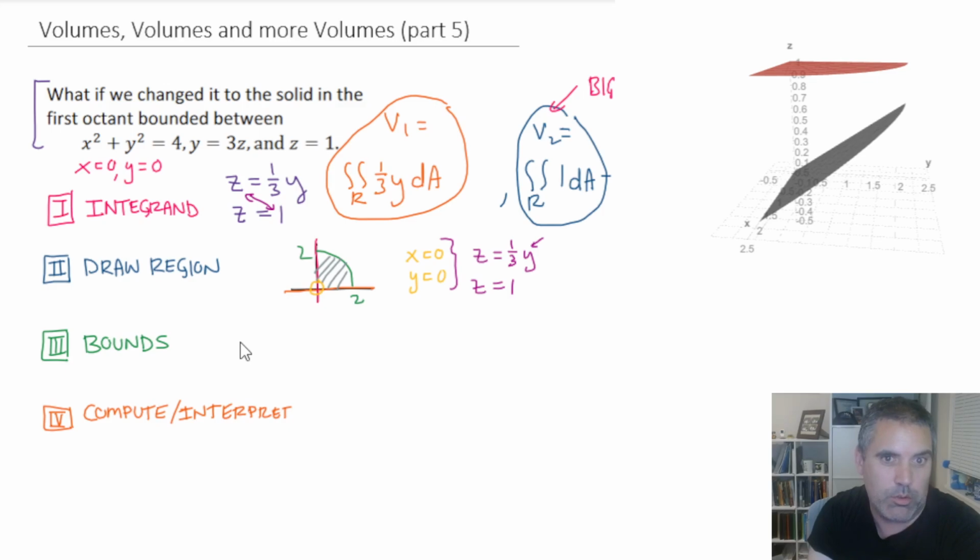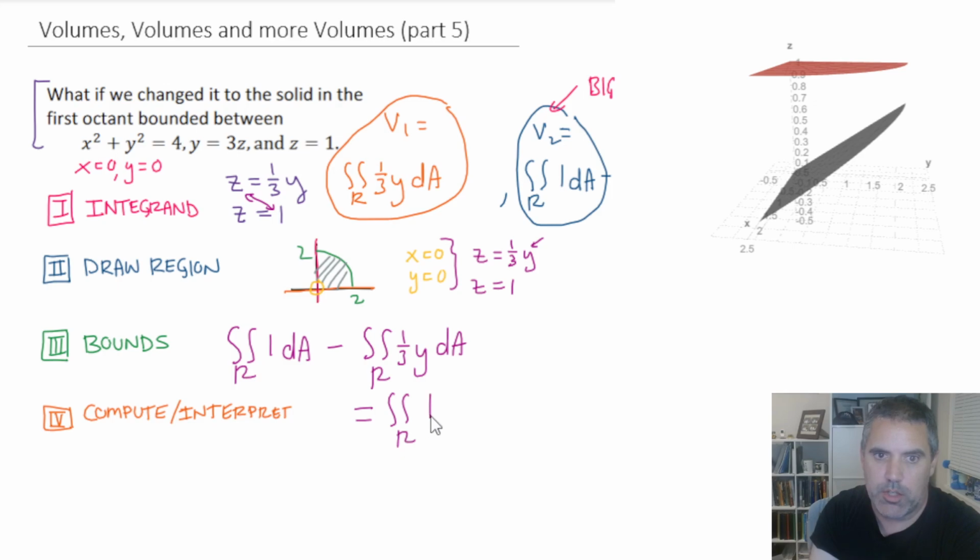There's not an advantage or disadvantage to doing it, meaning you could either compute them separately and then subtract, or you could compute them together and do the subtraction as part of the calculation. Both are fine. And as I said, in this case, there's not a real advantage to one over the other. If we want to do them together, then you would say 0 to pi over 2. That's the angles we're talking about. And 0 to 2, 1 minus 1/3 y.